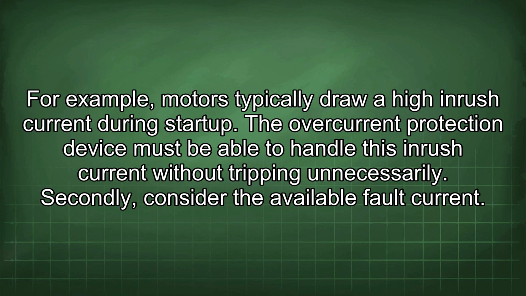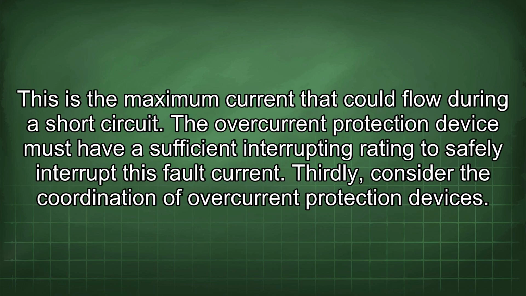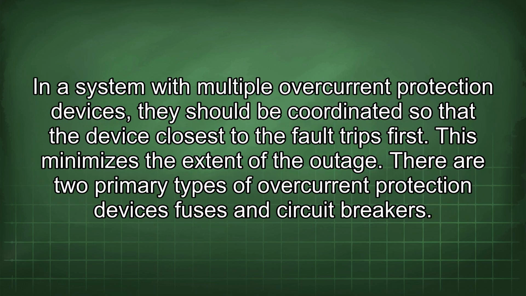Secondly, consider the available fault current. This is the maximum current that could flow during a short circuit. The overcurrent protection device must have a sufficient interrupting rating to safely interrupt this fault current. Thirdly, consider the coordination of overcurrent protection devices. In a system with multiple overcurrent protection devices, they should be coordinated so that the device closest to the fault trips first. This minimizes the extent of the outage.